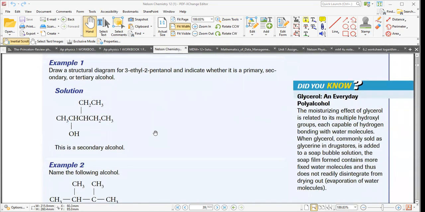Draw the structure of 3-ethyl-2-pentanol. So 3-ethyl is a branch, of course it's alcohol, and on the second carbon you have OH attached, and pent means 5 carbons in the main chain. You have ethyl on the third carbon, and on the second carbon you have OH attached, and that's it.